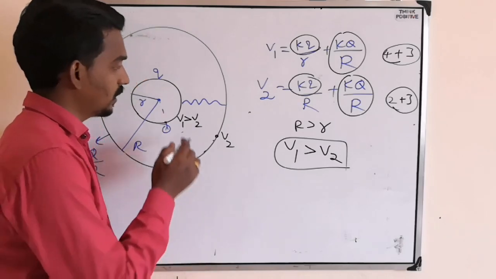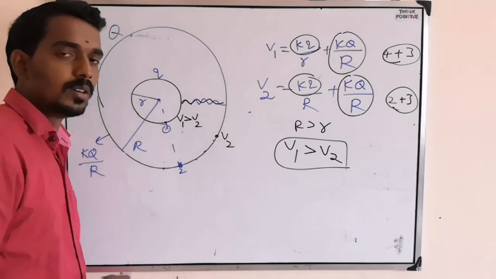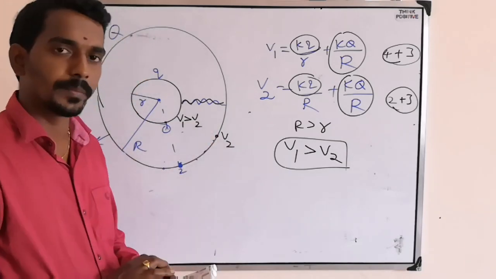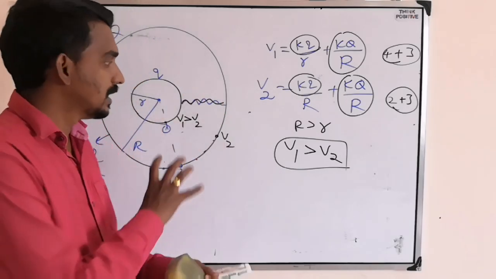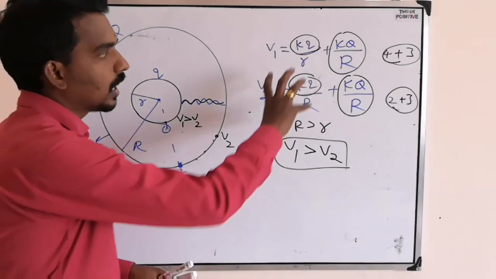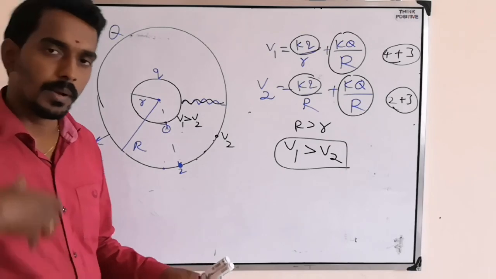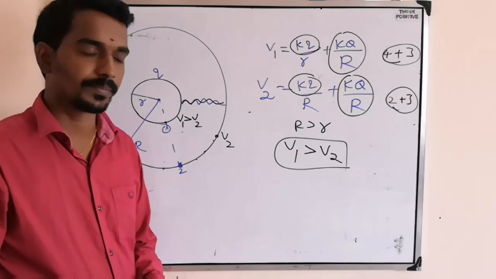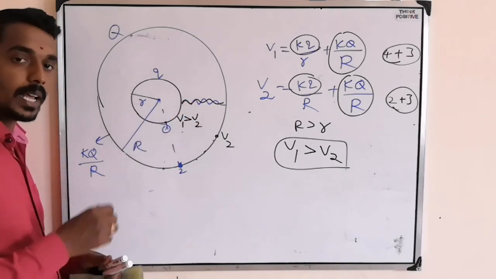Now the conceptual question is, from where to where will the charge flow? From here to here, from inner to outer. From inner shell to outer shell, the charge will move, because charge always flows from higher potential to lower potential. That is the way you need to understand the concept, and this way you need to use the application of the formulas which you have learned. So remember the formula, understand the question, then apply it and solve it properly.